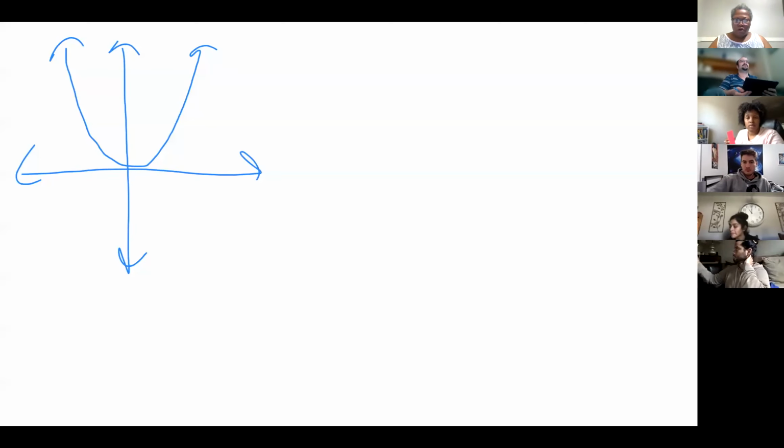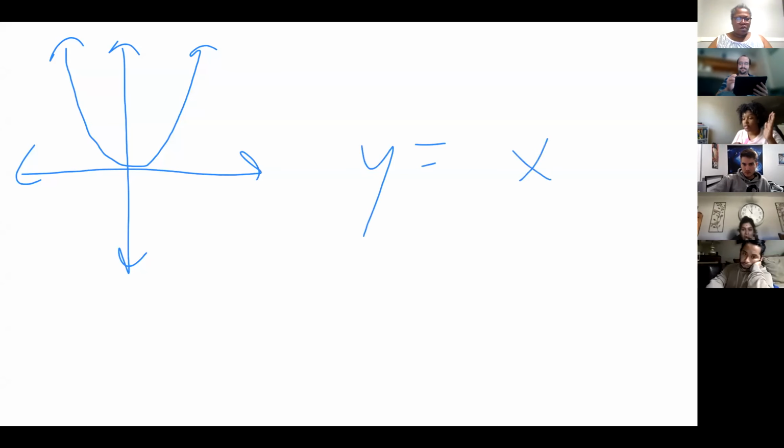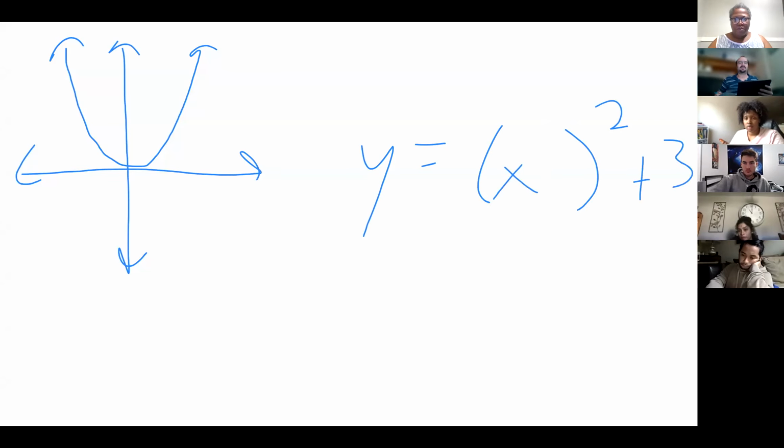What would the parent function be of this thing? Y equals x squared. Yeah, if you see a parabola, that looks like y equals x squared. And we're going to start off with two different things that we're going to do to this. The first thing I can do is do things on the inside of the square and do things on the outside of the square. And so if I add 3, how's that going to change this thing?